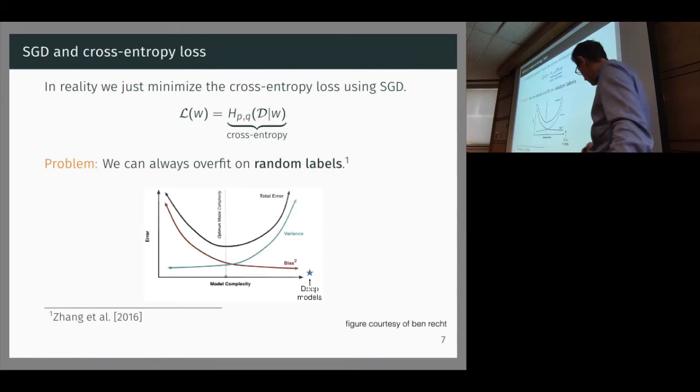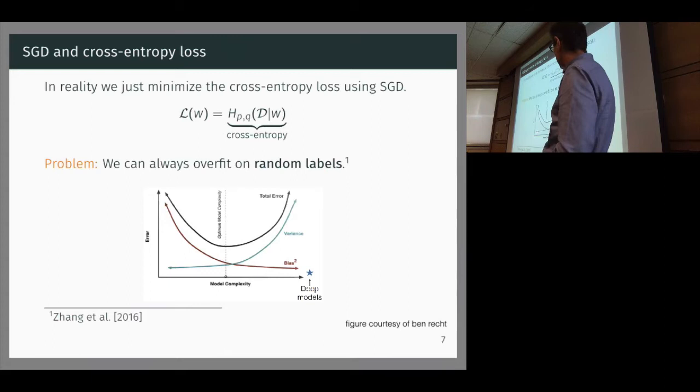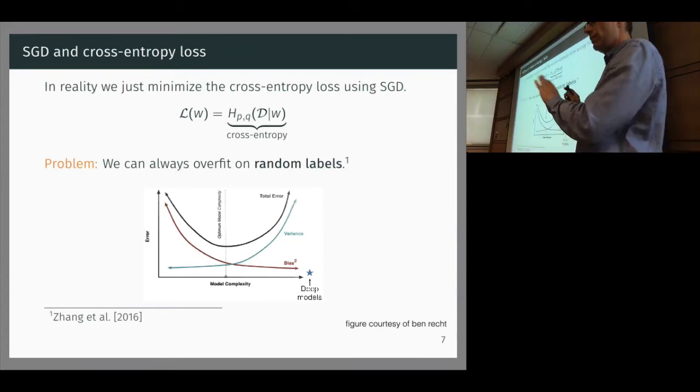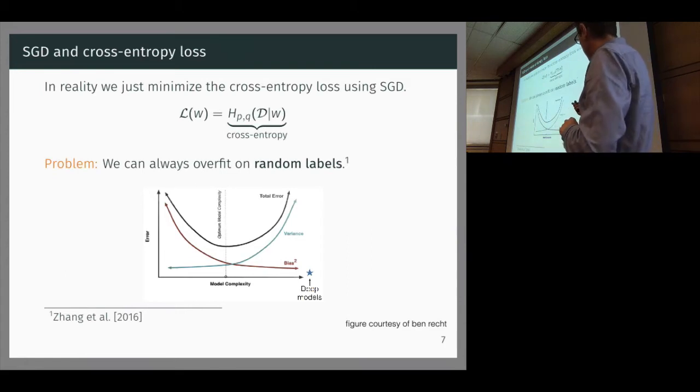And this is a plot from Ben Recht. Part of the reason why people are puzzled is because they say, well, these deep networks, if you look at the bias variance trade-off, should be over here because they have hundreds of millions of parameters, so they should overfit wildly, yet they don't. Why is that?